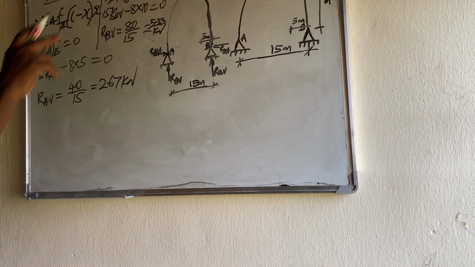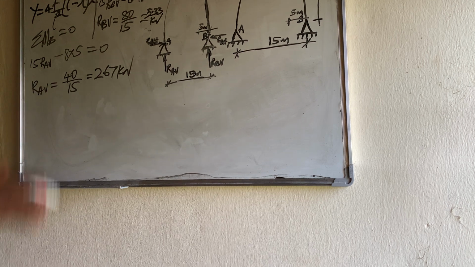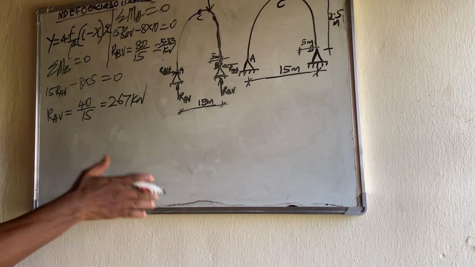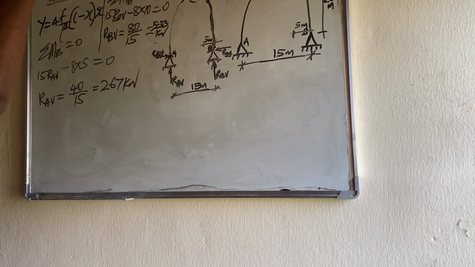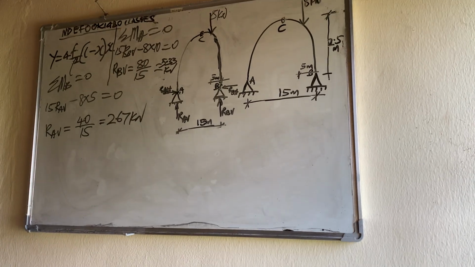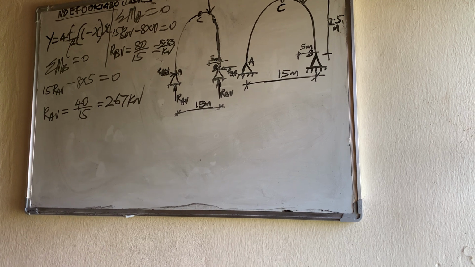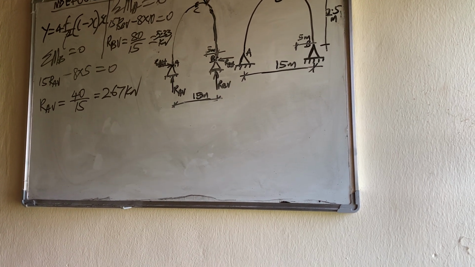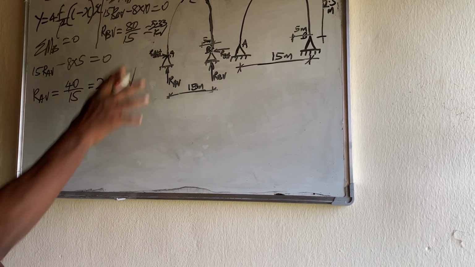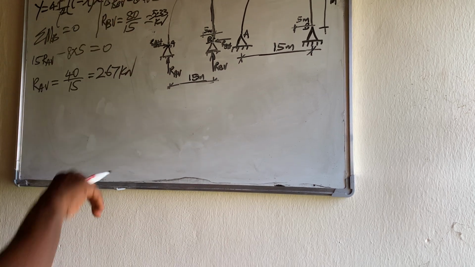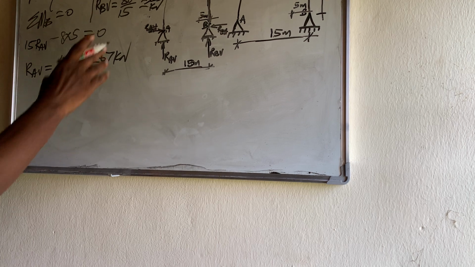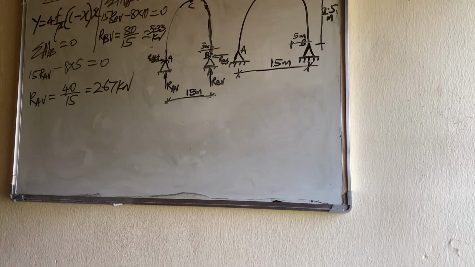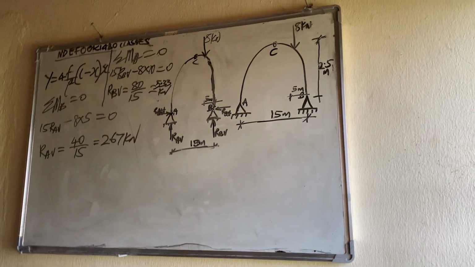If you add the two vertical reactions, they should give you 8, as a check, to show that you didn't make a mistake. If they didn't give you 8, then a mistake has been made. Since they gave us 8, that means we didn't make a mistake. The next thing is to get R_A horizontal and R_B horizontal.